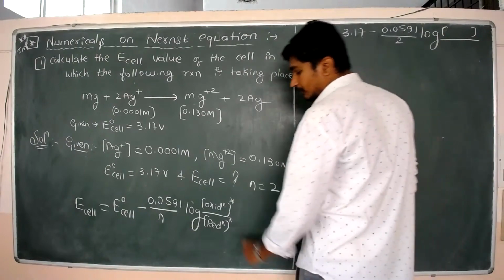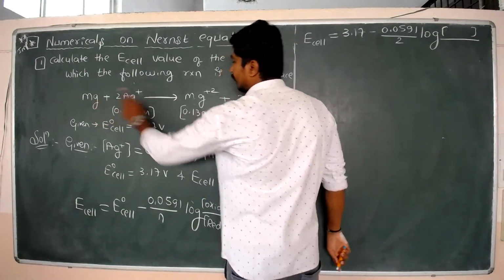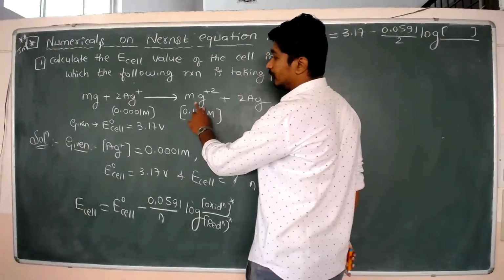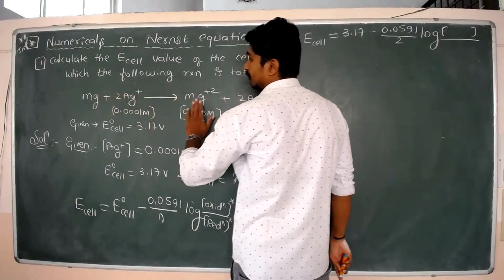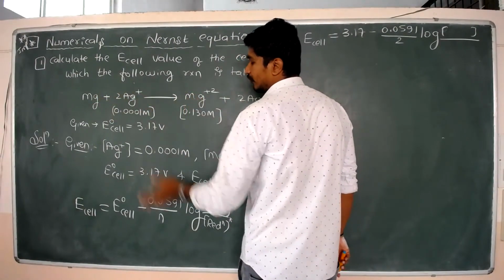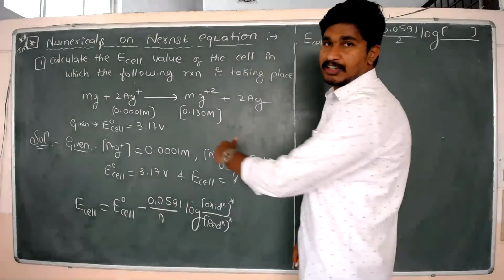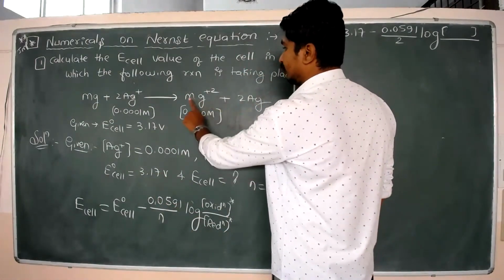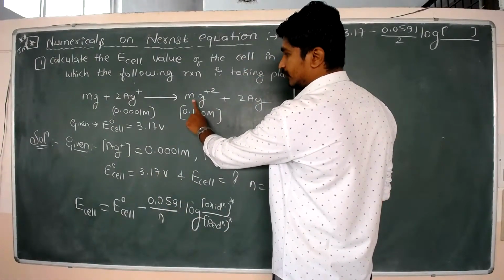Which element is undergoing oxidation? Mg is converted into Mg plus 2. Plus 2 means loss of electrons. Mg into Mg plus 2, loss of electrons, means Mg is undergoing oxidation. A simple hint is product by reactant. Product concentration is given. Which concentration? Mg plus 2 ion concentration is given.